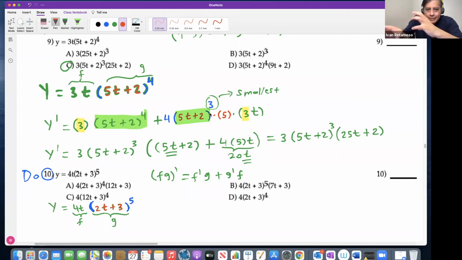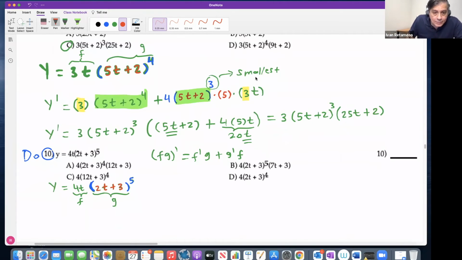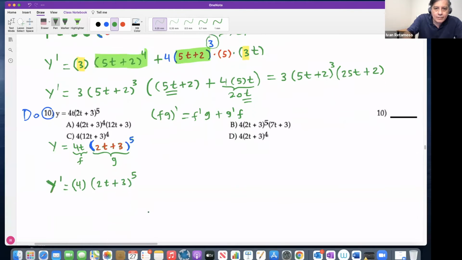Yeah, a lot of algebra factorization. You know, we're putting stuff that we learned before together, right? Yeah, but with practice, it should be easier. So let's do it together, right? So applying the product rule, y prime should be equal to the derivative of f, which is just the number 4, times g as it is, 2t plus 3 raised to the 5th power, according to the product rule.